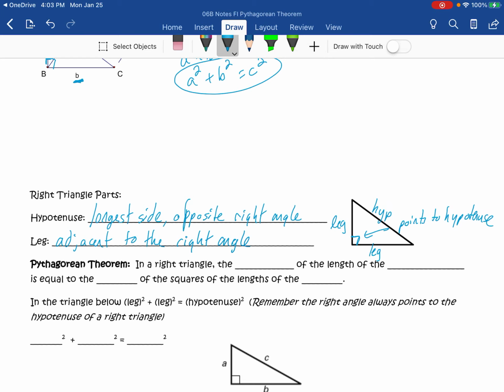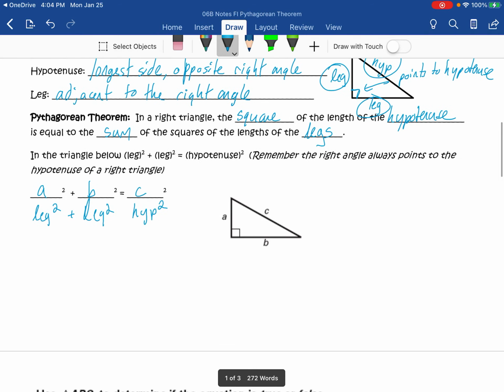So the Pythagorean theorem: in a right triangle, the square of the length of the hypotenuse is equal to the sum of the squares of the lengths of the legs. And that's always true. Leg squared plus leg squared equals hypotenuse squared. So in this case, it would be a squared plus b squared equals c squared. You don't need a, b, and c, because it's always going to be leg squared plus leg squared equals hypotenuse squared.